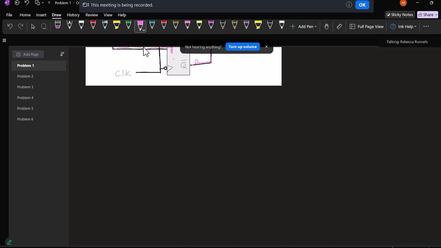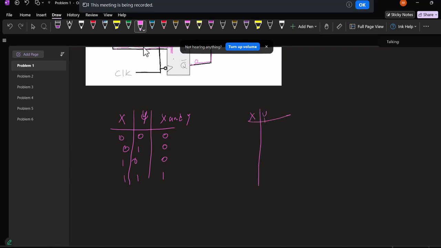So if I have X and Y: 0 0, 0 1, 1 0, 1 1. In order to get a 1 from an AND, they have to both be 1s. And for an OR: 0 0, 0 1, 1 0, 1 1. Only one of them needs to be a 1, but it's okay if they're both 1s. And the NOT just toggles it. So the NOT of 0 is 1 and the NOT of 1 is 0.